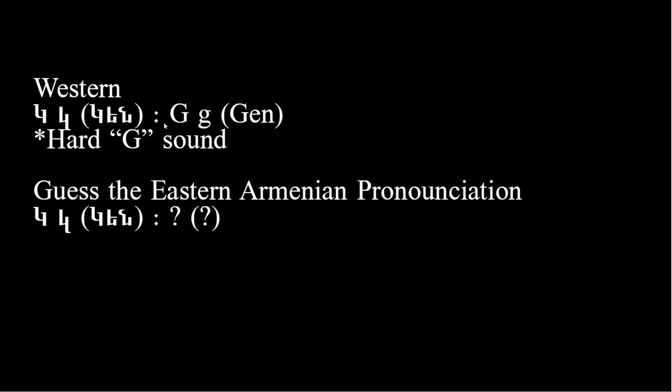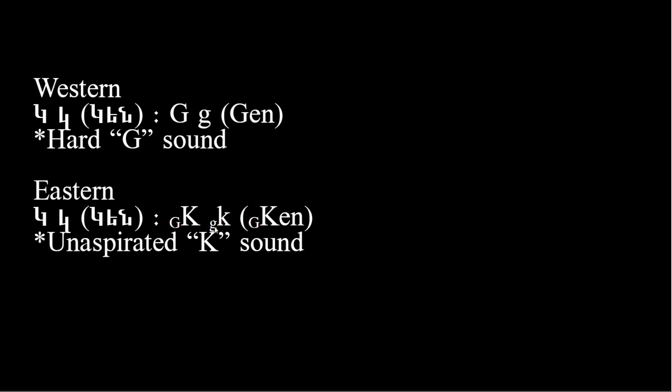So this letter is called Gen, giving a G sound, so a hard G sound. But that is with the Western pronunciation. How about the Eastern? So pause the video and guess the Eastern pronunciation, and I'll show the solution in 3, 2, 1. Gen. So this gives us an unaspirated K sound, which I think of as starting with a G sound and ending with a K sound.